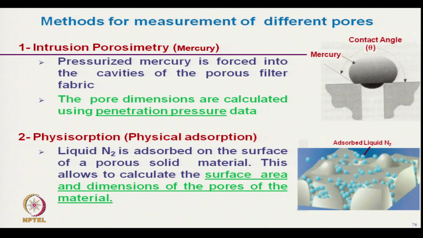Next principle is physisorption, that is physical adsorption. Here liquid nitrogen is used. This liquid nitrogen is adsorbed on the different surfaces of the porous solid. This allows us to calculate the internal surface area of the pores, and indirectly we can calculate the dimension of pore.